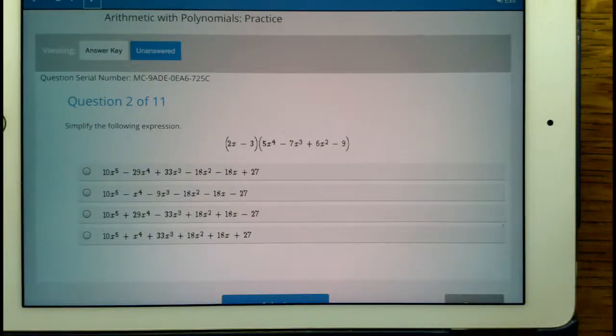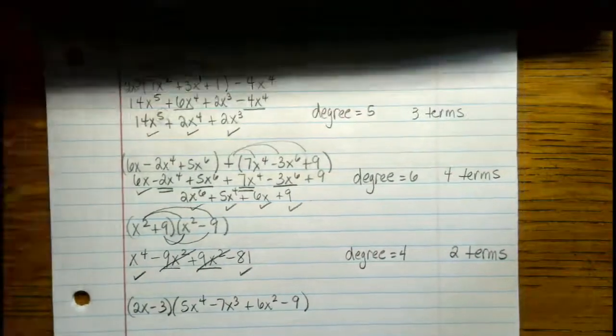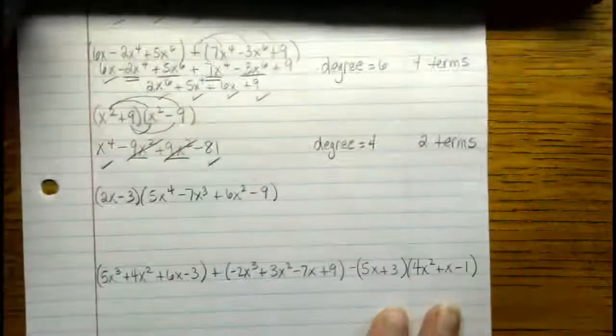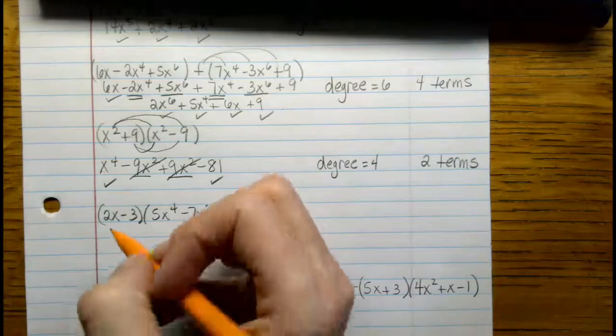Simplify the following expression. So we're going to multiply these two polynomials together. The first one is a binomial, 2 terms. The second one is simply a polynomial because it has 4 terms. And I am going to switch over to my notebook paper here to do this problem. I know I have other problems worked out on it. But the first problem is simply a distributive property.